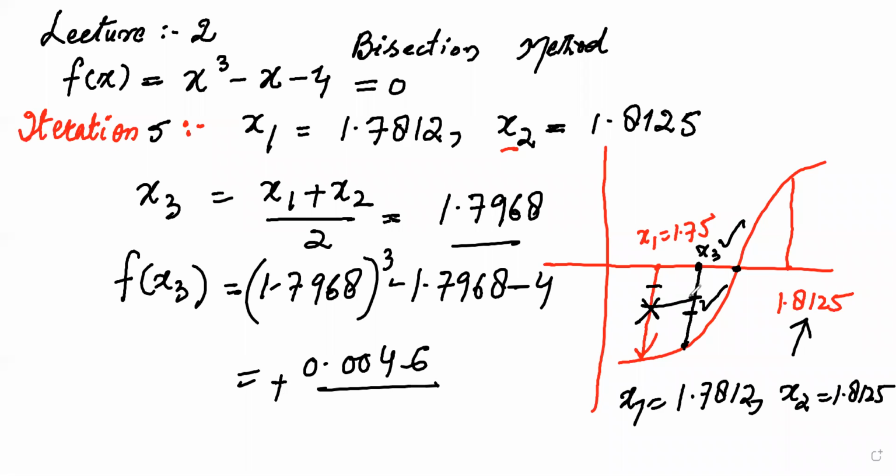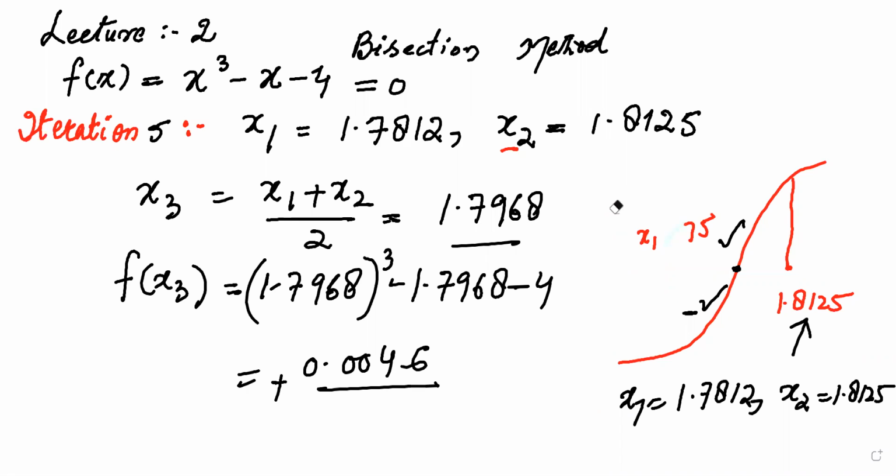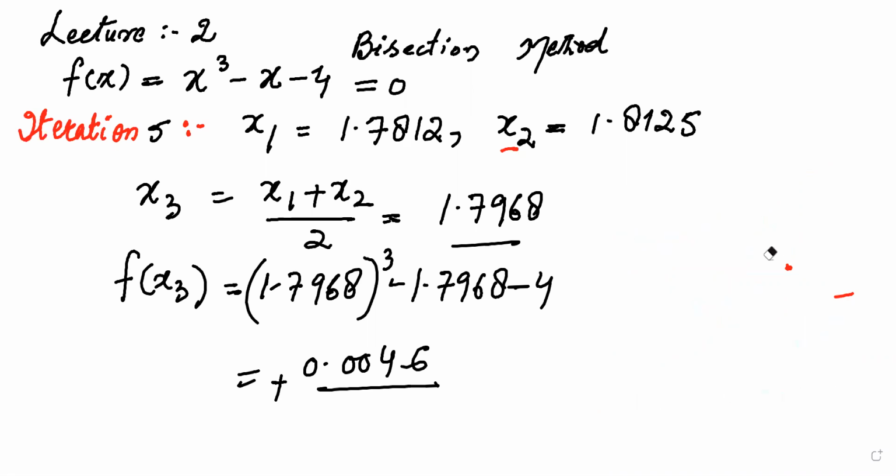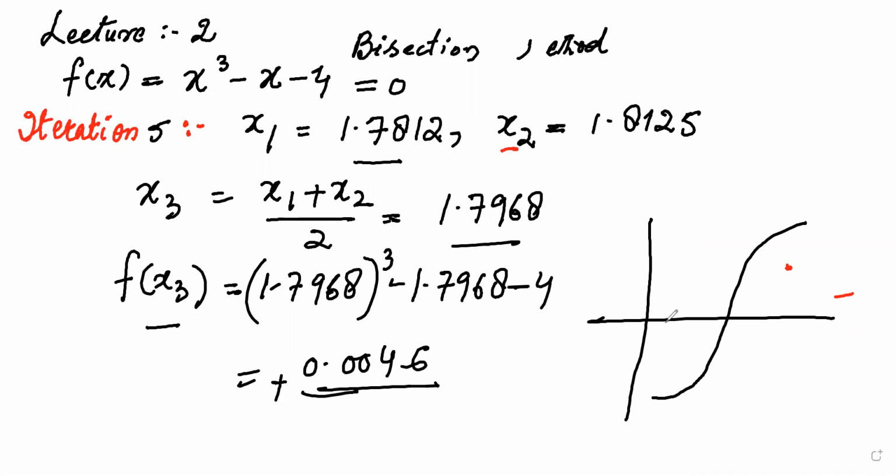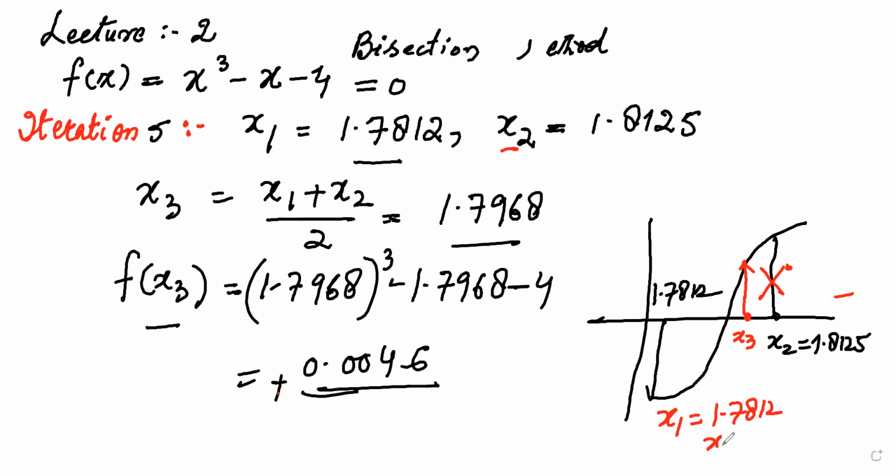So you will again draw the arbitrarily drawn graph. You will again repeat it. For the next iteration, your f of x3 is positive. You are starting with x1 equal to 1.7812 and your x2 is 1.8125. Now you have got the third value x3, at which your function is positive. So it will be somewhere here. This will be your x3. So you will replace this with this for the next iteration. That is x1 is equal to 1.7812 and x2 is equal to 1.8125.